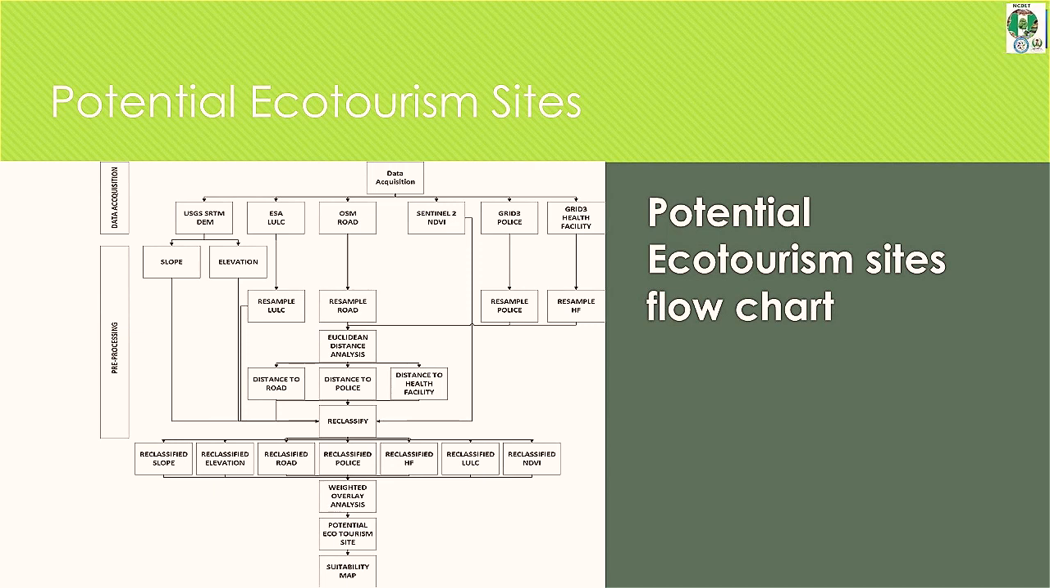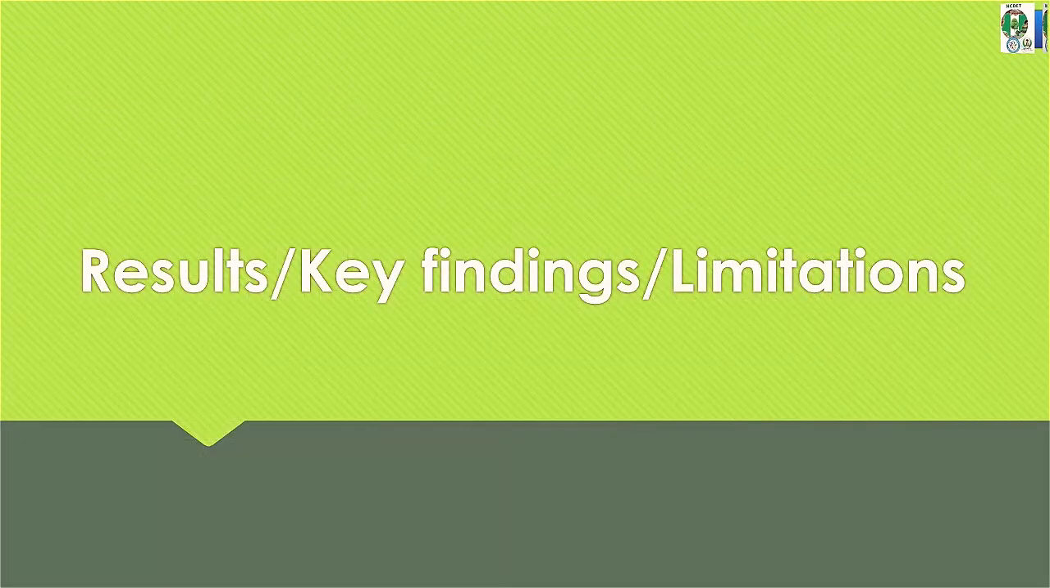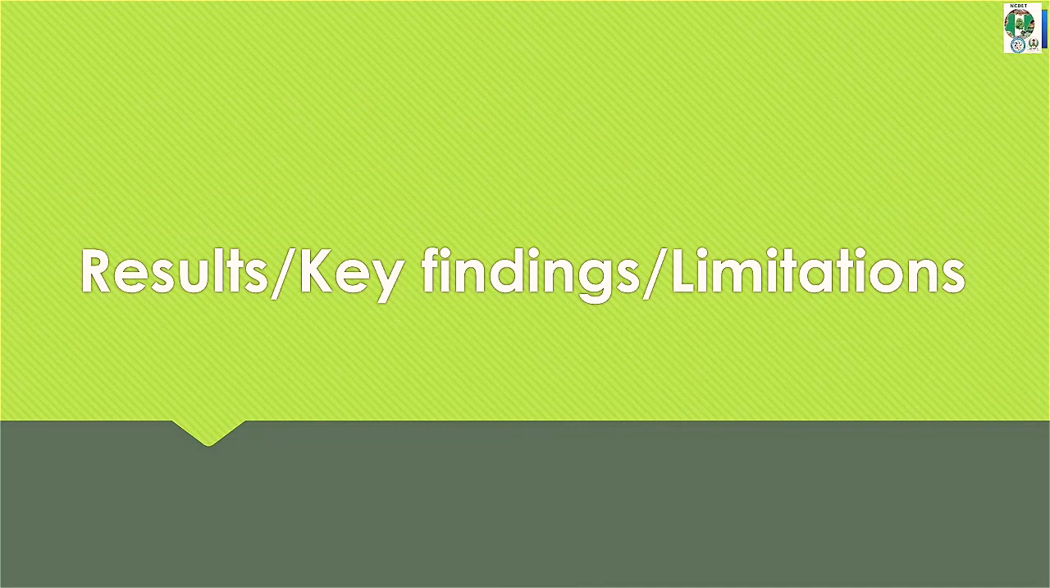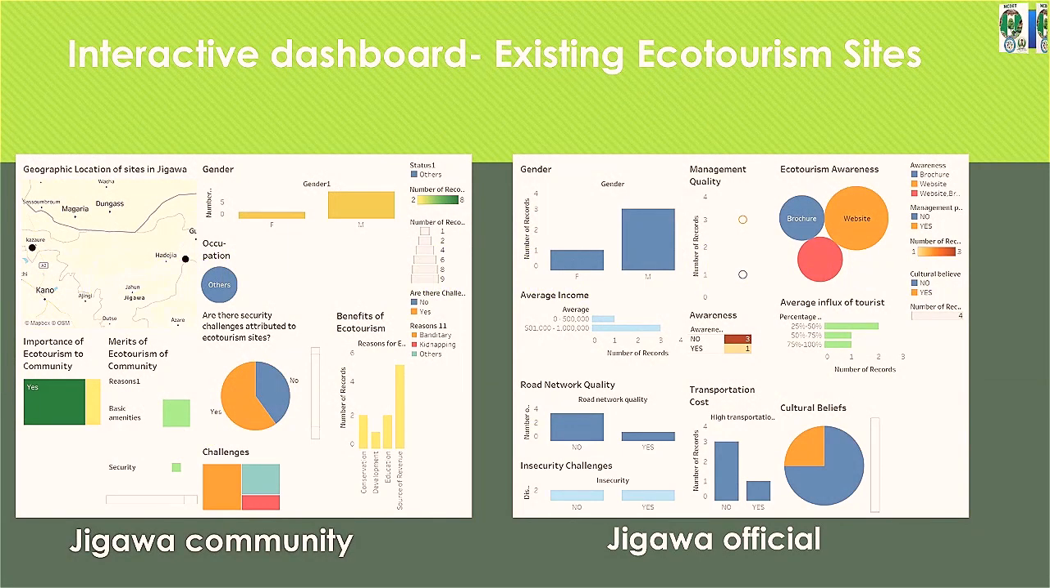And the class of suitability was based on the Food and Agricultural Organization guideline for land evaluation, which is highly suitable, moderately suitable, marginally suitable, and not suitable. The results from the method applied were represented in interactive dashboards, maps, and tables, respectively.